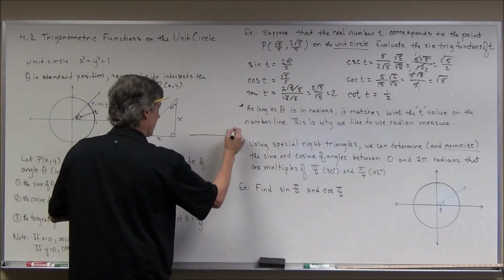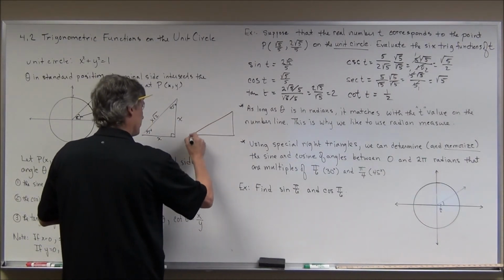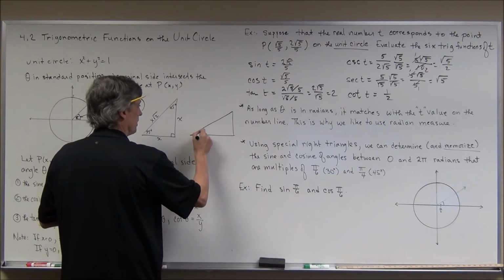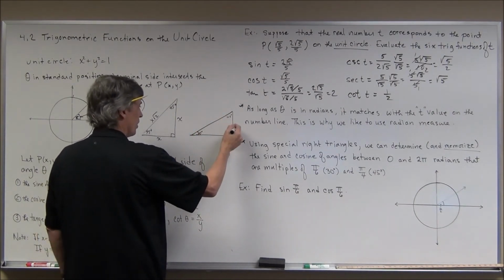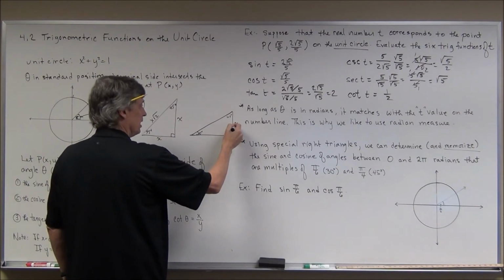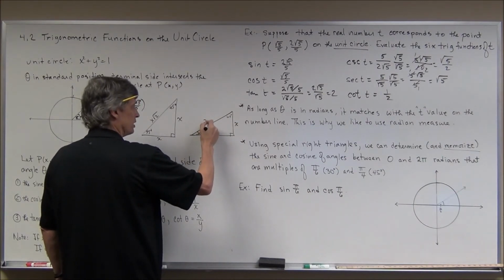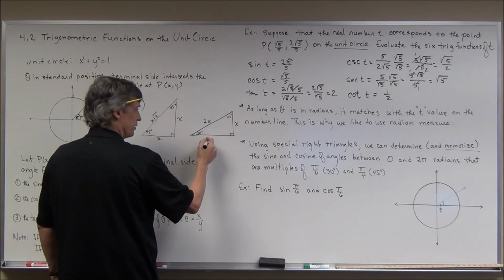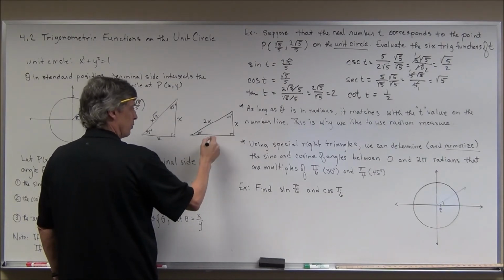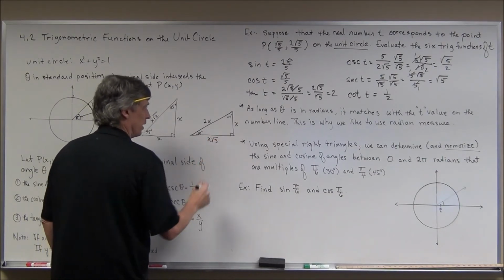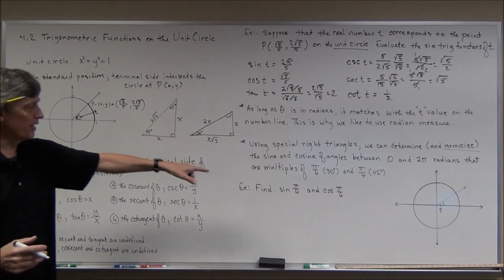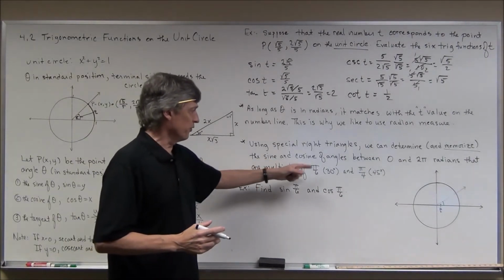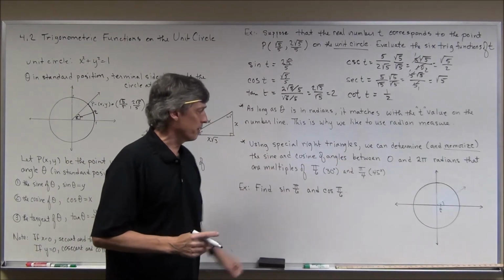With a 30, 60, 90, let's say this is 30, this is 60, this is 90 here. If we know one of the sides, let's call this side here x, we know that the hypotenuse is twice as long as the shorter leg, and that the longer leg is square root of 3 times the length of the shorter leg. We have those ratios there, and we can use that to find sine and cosine of multiples of 30 and multiples of 45, or pi over 6 and pi over 4.